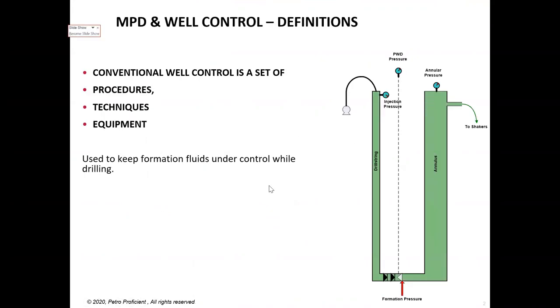So MPD and well control definition. What is conventional well control? As most of us know, conventional well control is a set of procedures, techniques, and equipment used to keep the formation fluids under control while drilling. On the right side is a schematic. You have your pressure injection, you have your PWD tool that we have been discussing, and here you have your annulus. From the annulus, you check your annular pressure, and then your fluids go to the shale shaker. This is a very typical conventional setup. On your very left here, you have a pump, and that is pumping into the well.